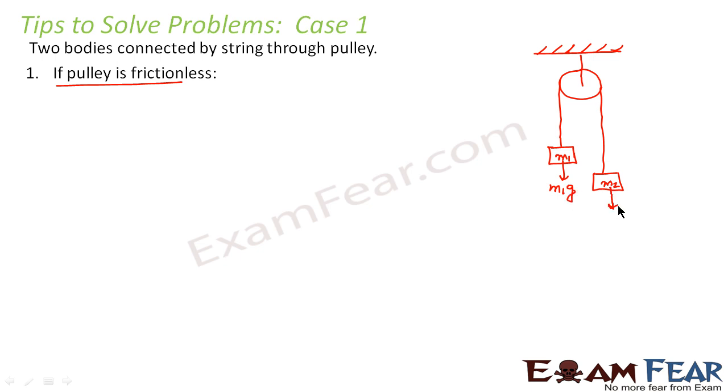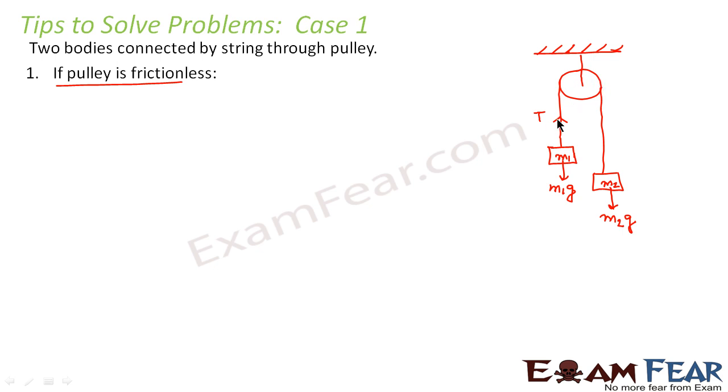Similarly for this body there will be a force acting downwards, M2G. For this body there would be a tension force. You heard of this term tension when I was talking of contact force. This is an example of a contact force. This force comes into play when two bodies are in contact with each other. This string is in contact with this body and this string passes over this pulley.